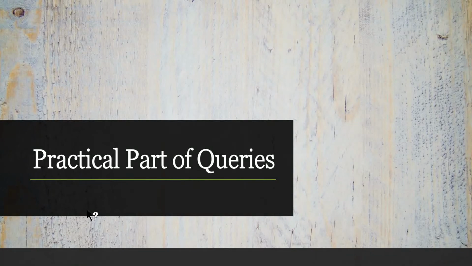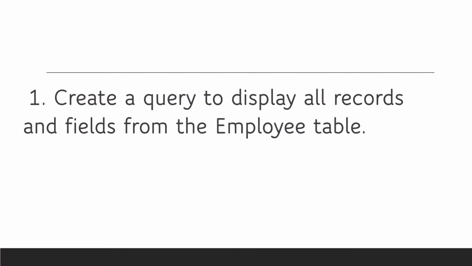This video covers the practical part of queries. Let's see the first question here. The first query is to create a query to display all the records, or all the rows and fields, from the employee table. This indicates that we have to display all the columns and all the rows from the table employee. There are two different ways of creating a query.